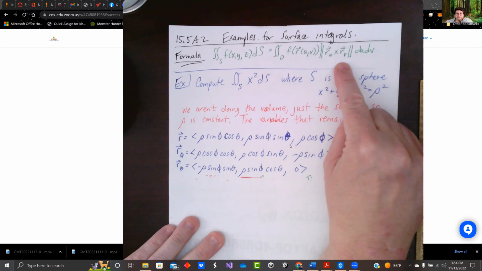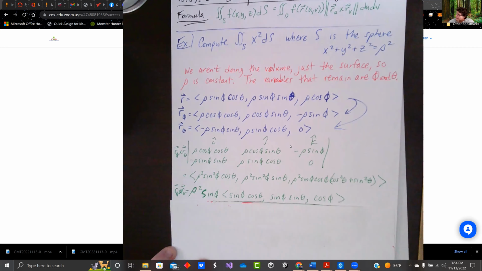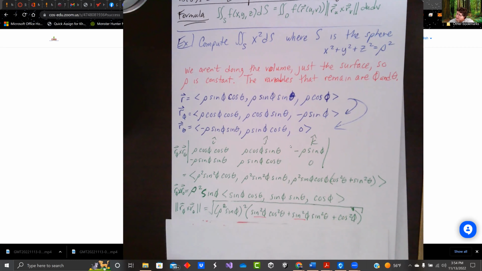Let's set that up. So r phi cross r theta. When we go through it, we get this. So every term has a rho squared and a sine phi. I factored those out like that. And we need the magnitude of it. So we take the magnitude, so square everything there. And then this is all these squared.